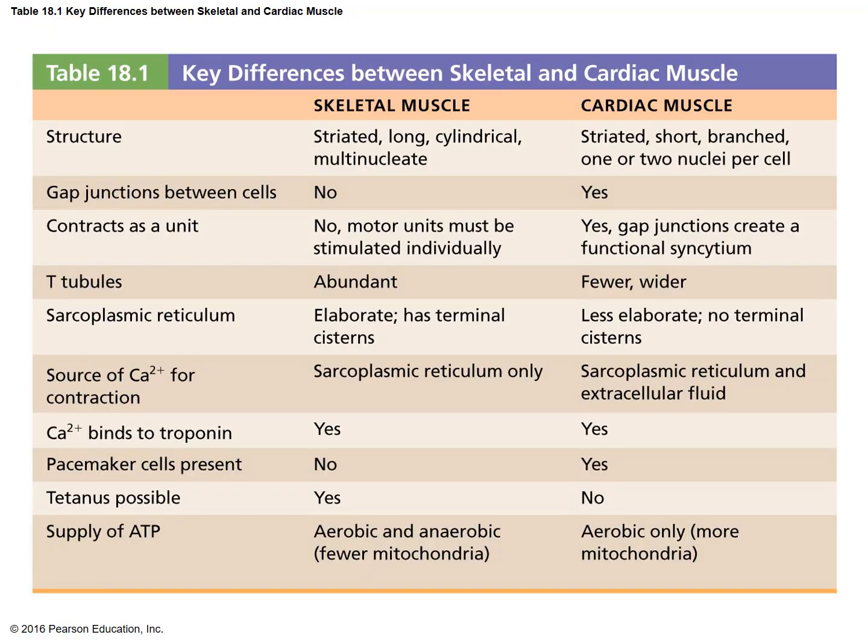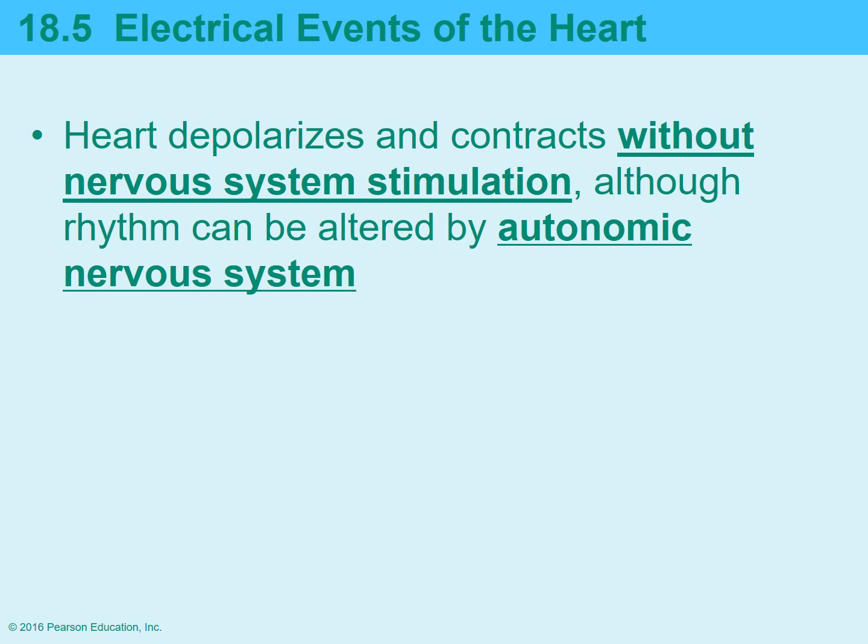This table is illustrating the differences between the skeletal and the cardiac muscle. So what's happening in the heart in terms of the electrical processes? Well, the heart's going to depolarize and it contracts, as I said, without any type of stimulus coming from the nervous system. Now, the rhythm, the rate at which it's pumping, this can be altered by the autonomic nervous system, but it's not being initiated by it.